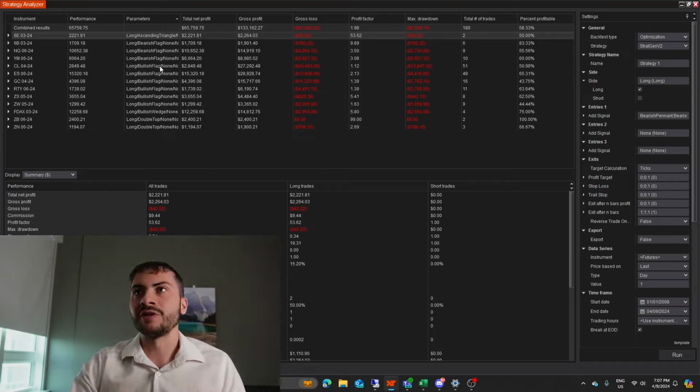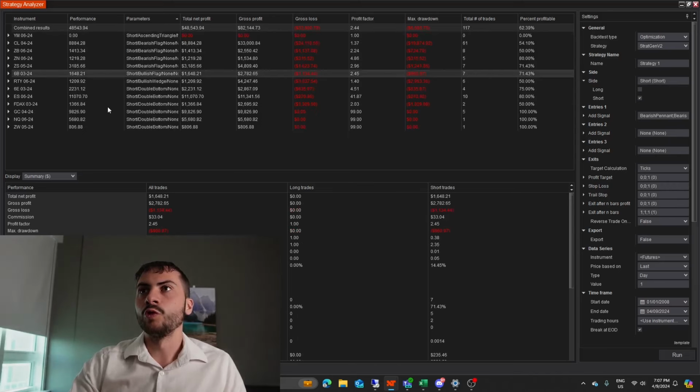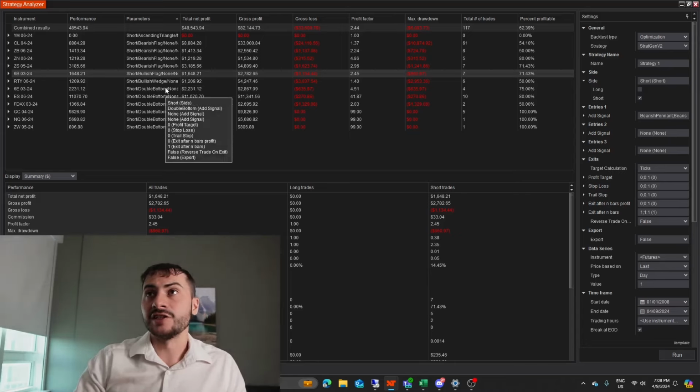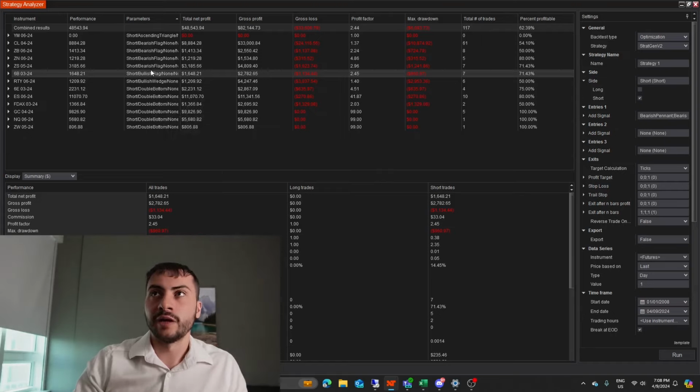And for the long side, we can see bullish flag was the majority of the iterations. The next best one was definitely a bearish flag, followed by a double top, bullish wedge, and ascending triangle. Now for the short side, if I switch to short here, what is the most profitable chart pattern? We can see it's the double bottom. The double bottom chart pattern had the majority of the iterations, 6 of them, followed by a bearish flag, bullish wedge, and ascending triangle.